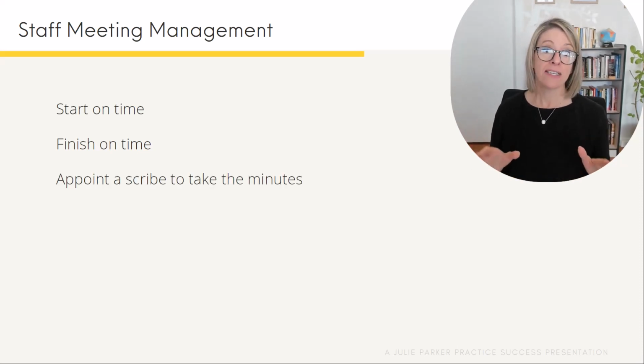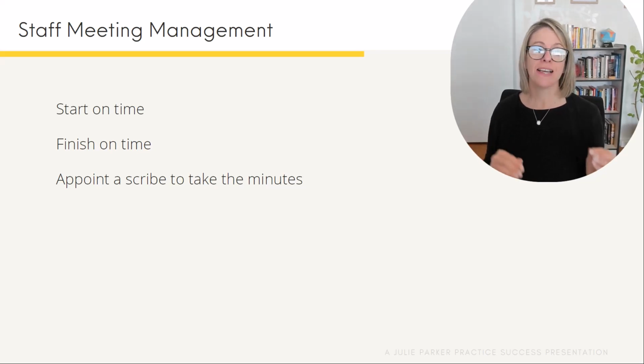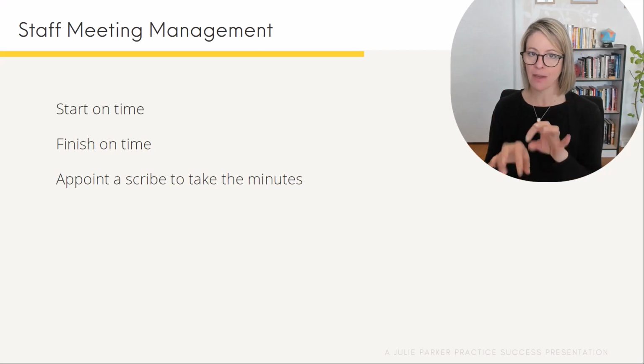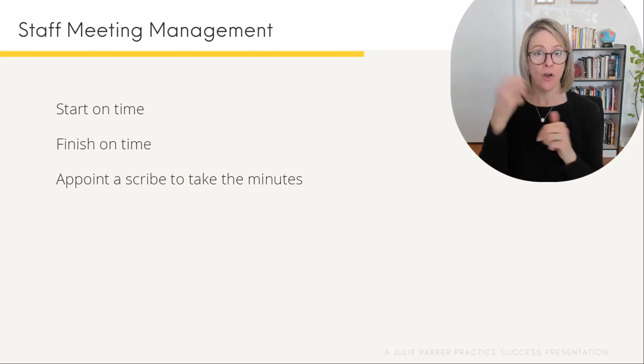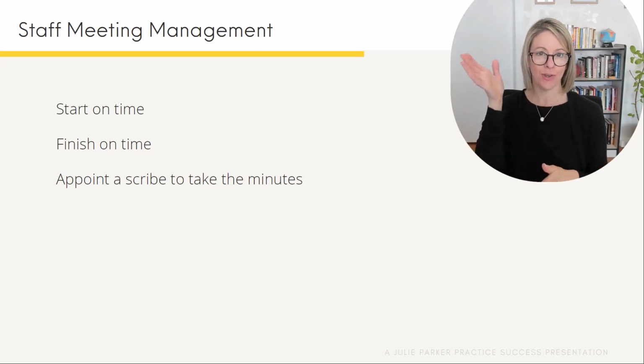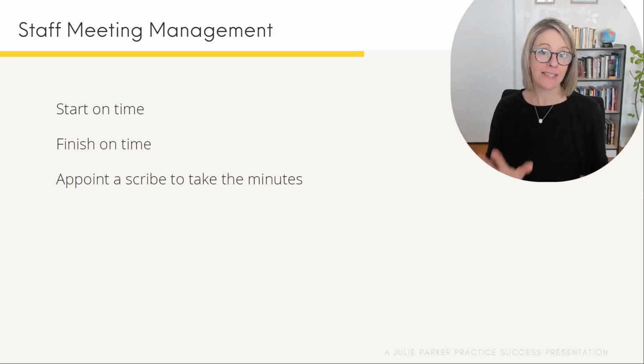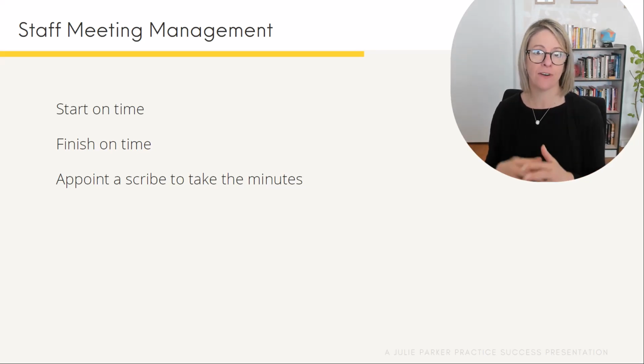The third point around staff meeting management is to appoint a scribe to take the minutes. And so always have somebody either tapping away on an iPad or a laptop, or writing physical notes down, or even recording a voice audio file of it so they can type up the minutes later on. But appoint somebody to make all of the important notations, so the important actions are being identified and added to the to-do list, etc., by the scribe.